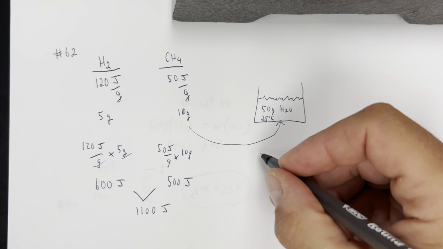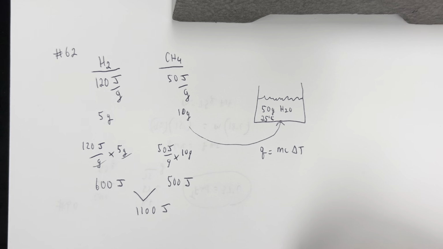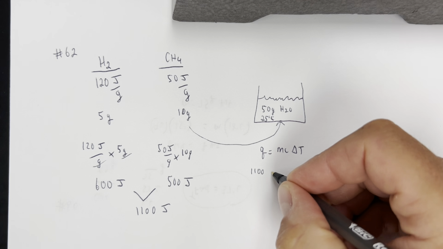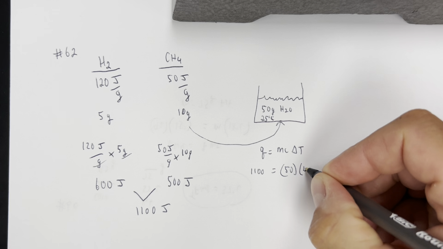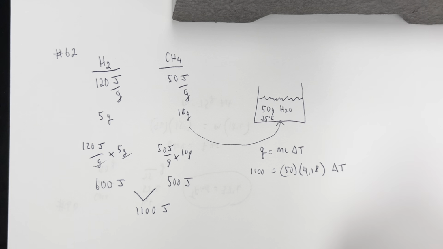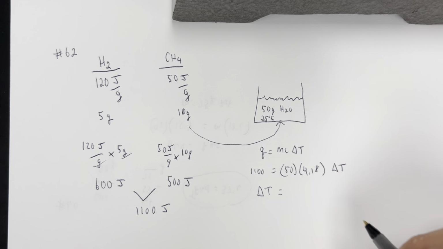Well, if we want to know the final temperature of the water, we can go Q equals MC delta T for the water. And the 1100 would be the heat going in. We have 50 grams of water, 4.18 joules per gram per degree Celsius. I'm just going to go delta T. So multiply those two, take 1100 divided by that answer, and you'll get your change in temperature.